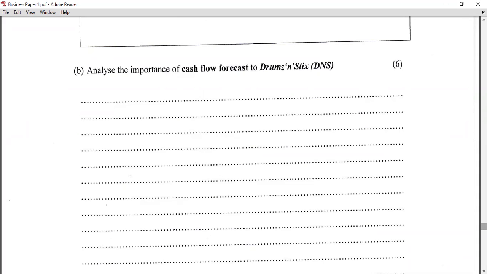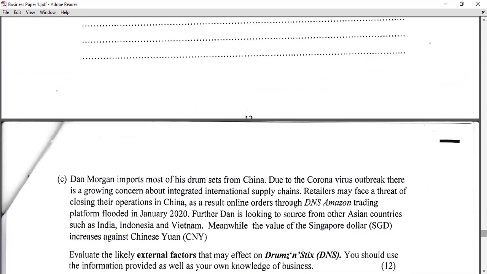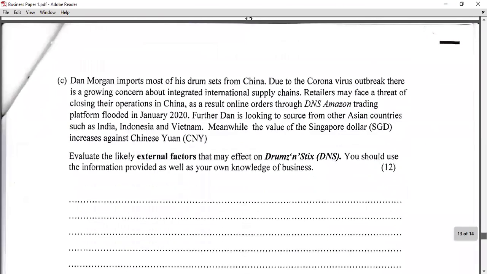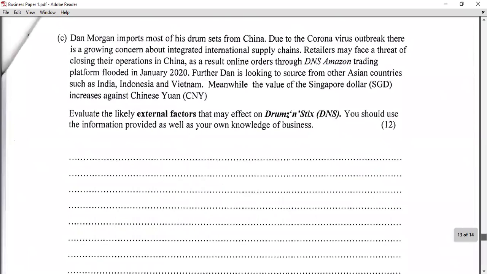So that's the 6-marker question. We're going to the last question of this paper, the 12-marker. The 12-marker is the longest question in the paper and has the highest marks.